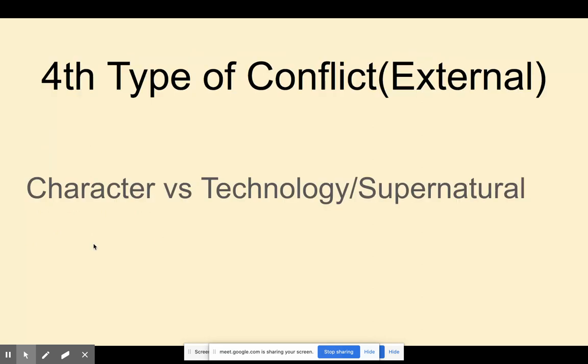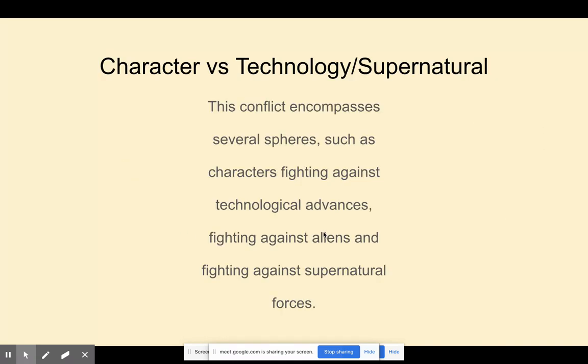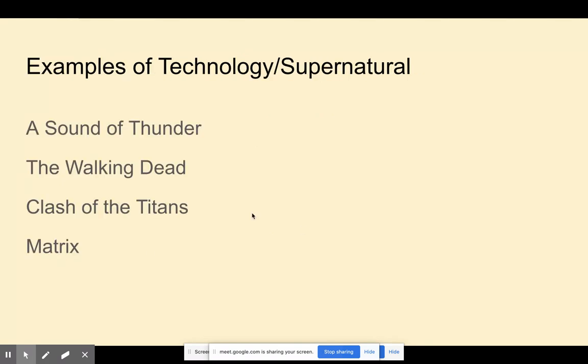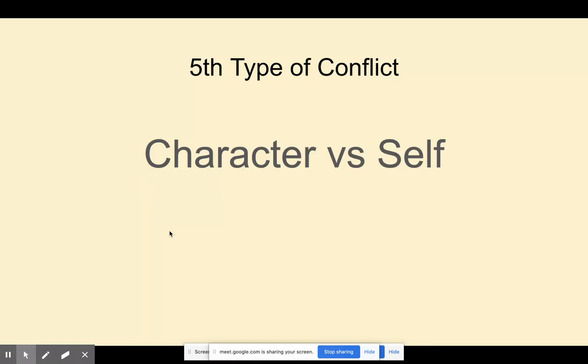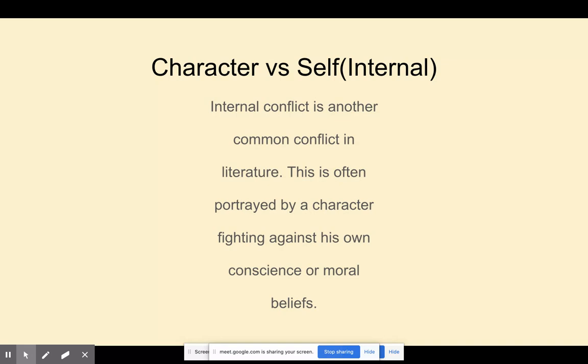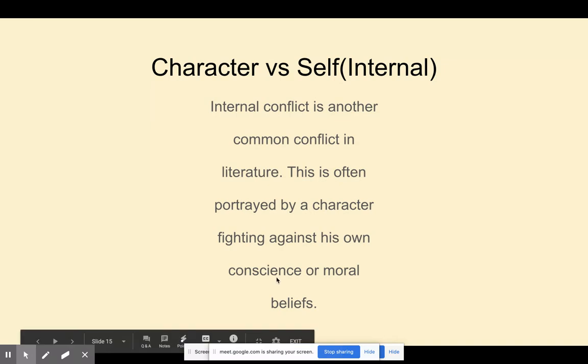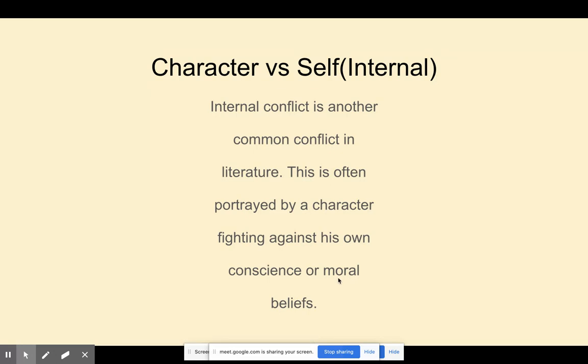Mean Girls. Another type of conflict is character versus the supernatural or technology, right? So this is when somebody's trying to deal with technological advances or things like aliens or supernatural forces, right? Again, here's some more examples of that. And the last one is the only one that's internal. This is when the character is trying to deal with a problem within themselves, right? So it might be their self-esteem, or it might be their conscience. They don't know what's good or what's right or wrong, or they might be dealing with some sort of moral issues, right? So that's what character versus self is.